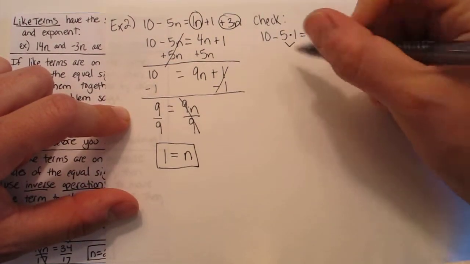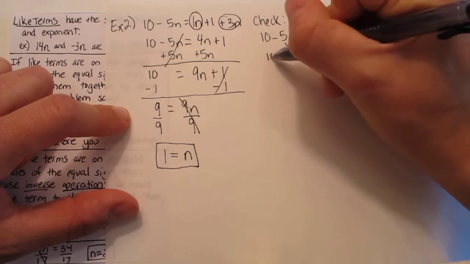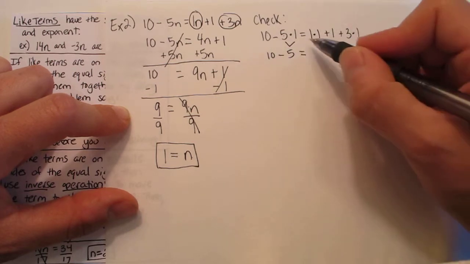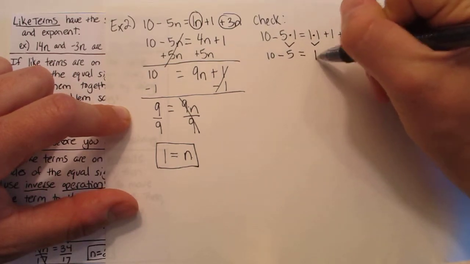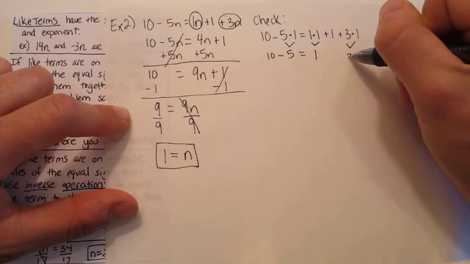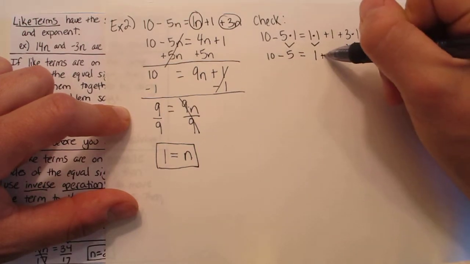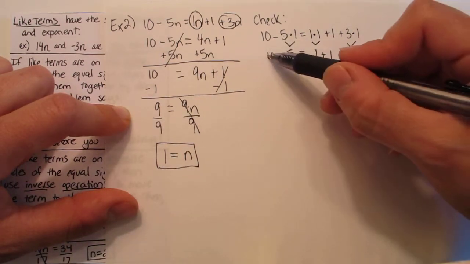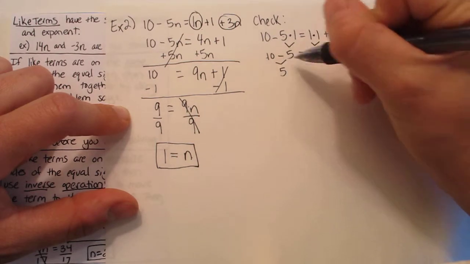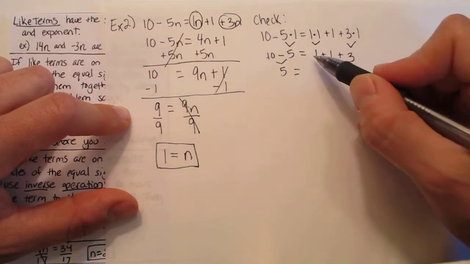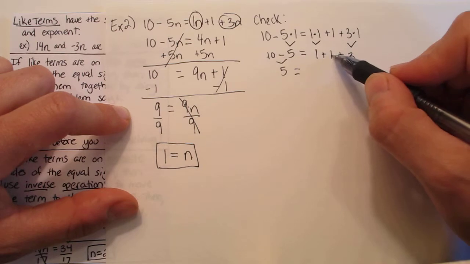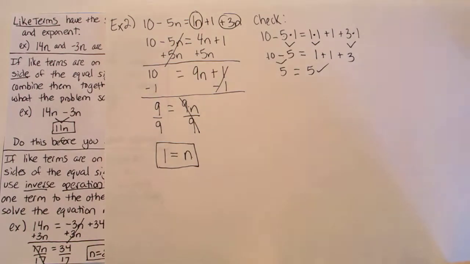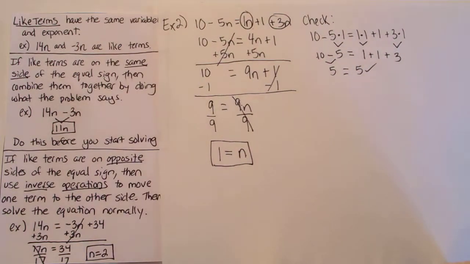I multiply first. 5 times 1 is 5, and bring everything else down. And I'm going to go ahead and do all the multiplication here too from left to right. So 1 times 1 is 1, and 3 times 1 is 3, and I have that plus 1 in the middle and that plus to bring down. So on the left side, I've got 10 minus 5 is 5. Bring down the equal sign, and I'm just going to go from left to right. 1 plus 1 is 2, and 2 plus 3 is 5, so I know it's correct. That's how to solve equations with variables on both sides.